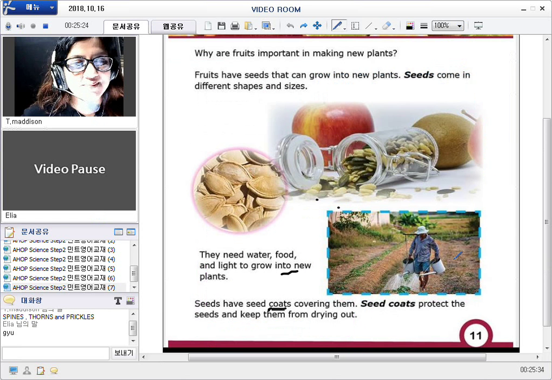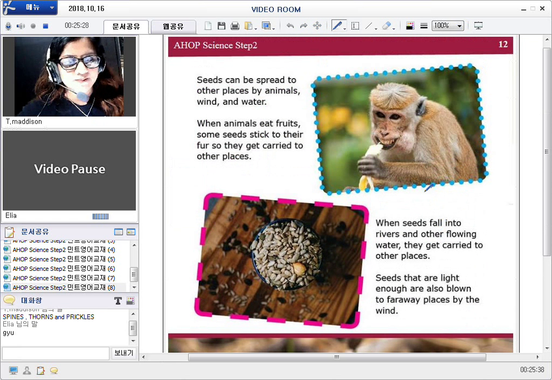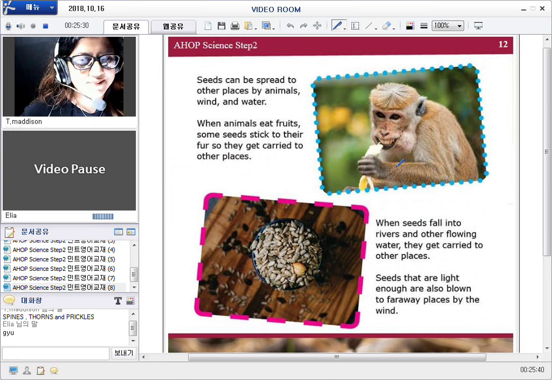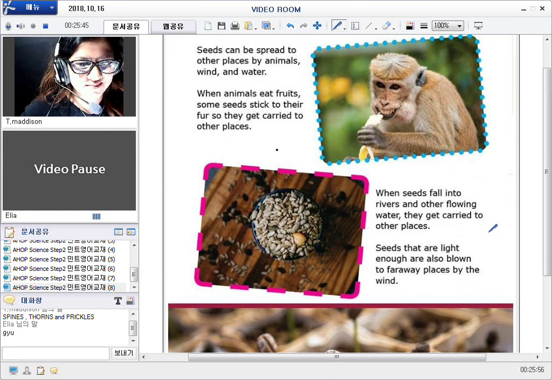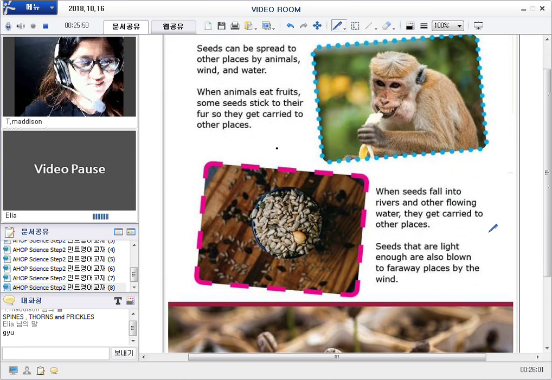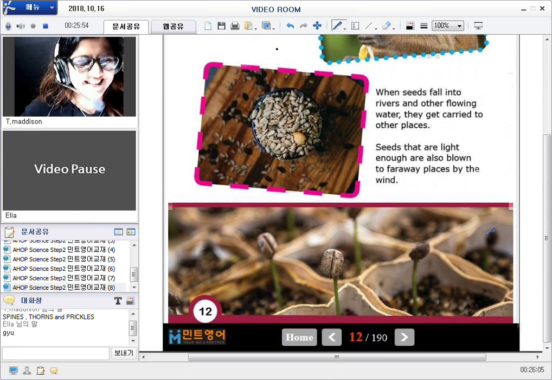Please continue. Seeds can be spread to other places by animals, wind, and water. When animals eat fruit, some seeds stick to their fur, so they get carried to other places. When seeds fall into rivers and other flowing water, they get carried to other places. Seeds that are light enough are also blown to faraway places by the wind.